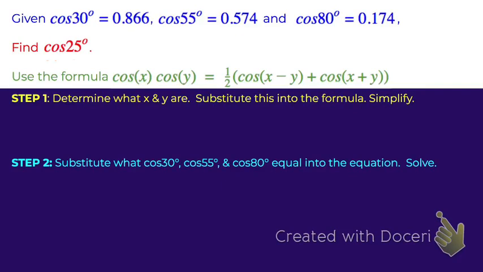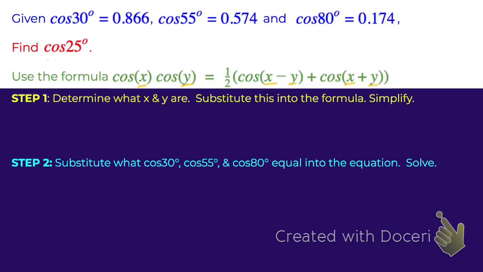Here we're given the cosine of 3 different angles, and we're asked to use that instead of just a calculator to figure out the cosine of 25 degrees. And the way we're going to use it is using this formula here in green. So the first step to use this formula is to figure out what x and y are. We need to substitute in x and y in all of these spots.